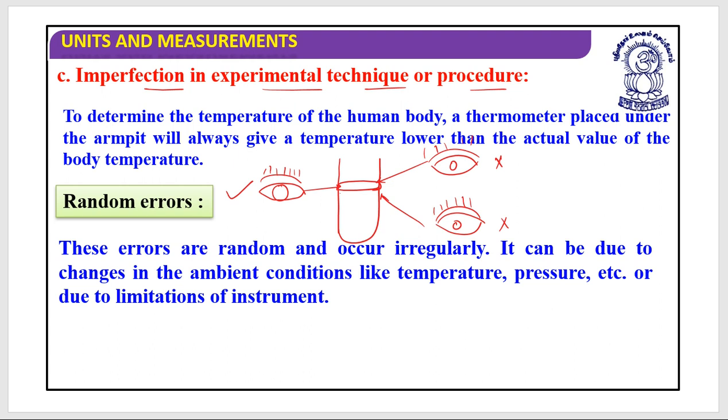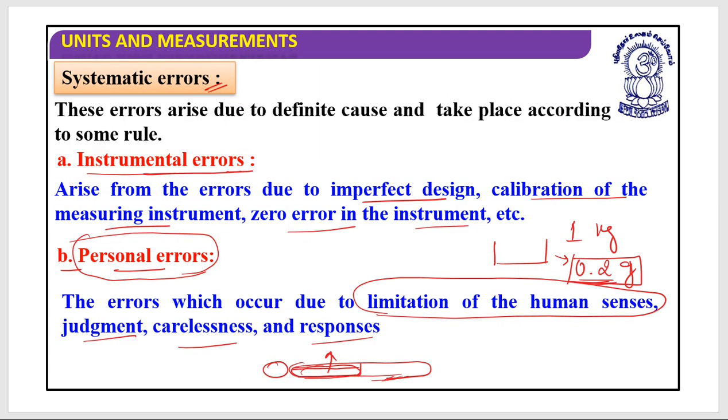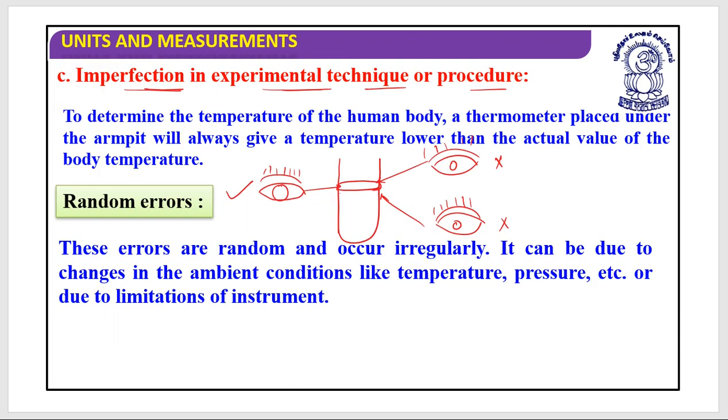So why does this arise? Because of imperfection in experimental technique. So this all creates the systematic errors. So systematic errors, which are they? They are the instrumental errors, if our instrument is not proper. The next is the personal error, that I don't know how to take an observation, and third, imperfection in experimental technique.